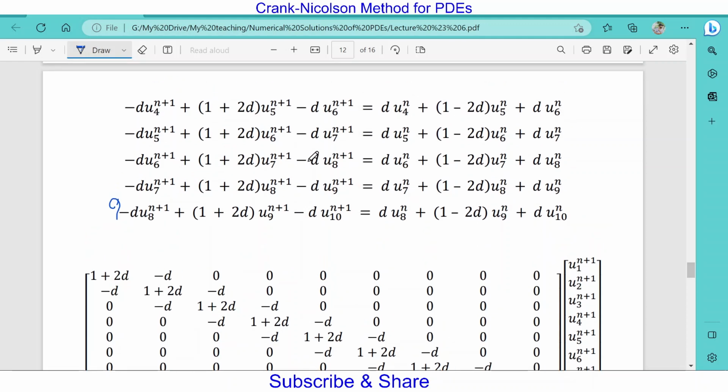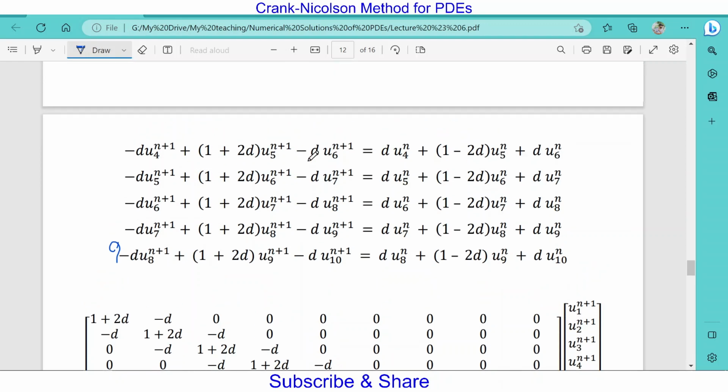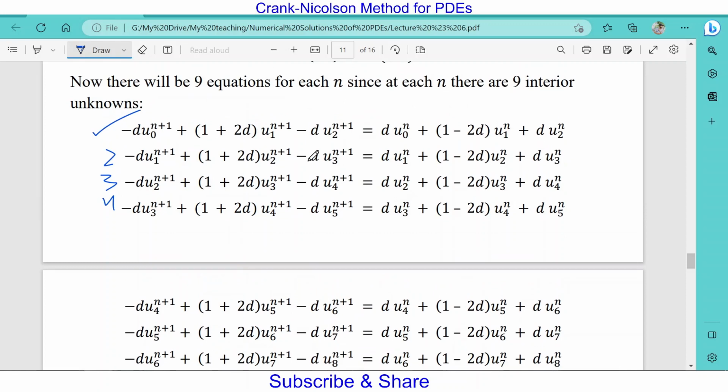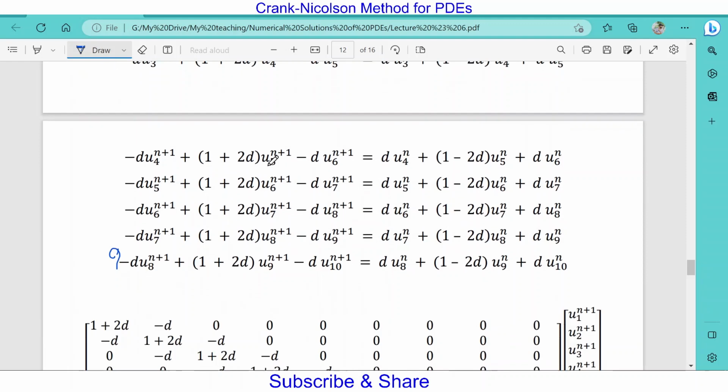If you observe, we can convert these equations into a tridiagonal system because of repeated values. In the first case, this term is extra. If we want to start over a column vector of unknowns from 1 to 9, this is at 0, that's why we will move it to the right hand side. And same for the last equation, this is extra, and this is also known from the boundary condition, so we will move it to the right hand side.